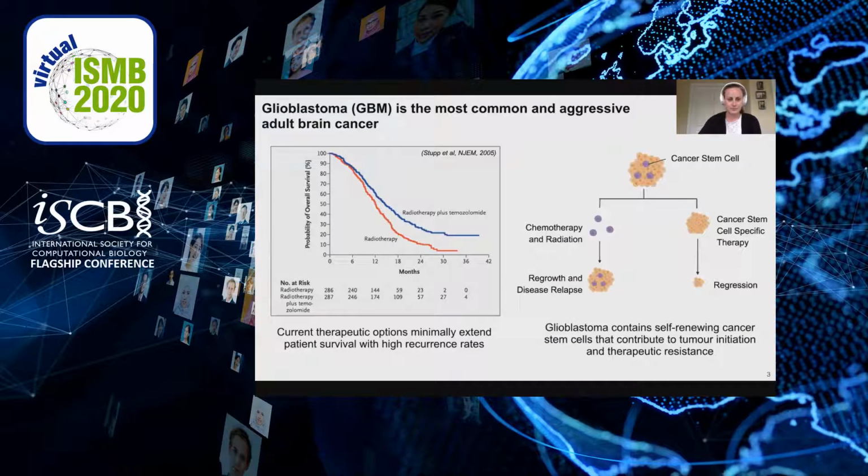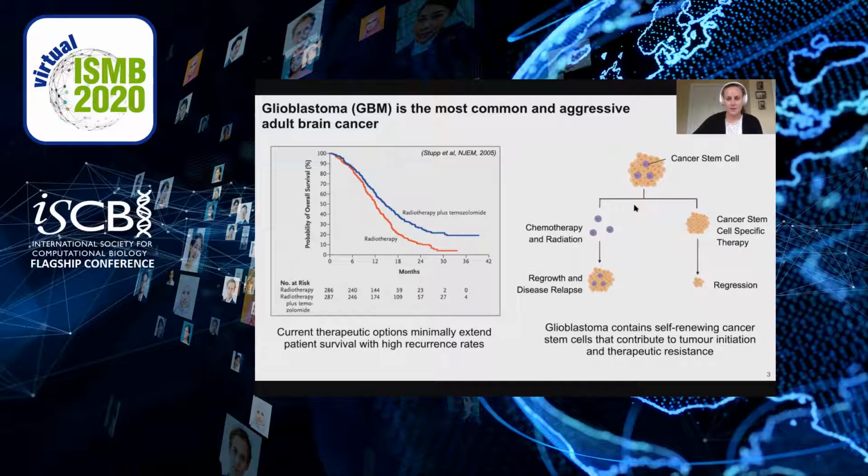glioblastoma. So glioblastoma is the most common and aggressive form of brain cancer in adults. Currently, therapeutic options minimally extend patient survival, and there's very high rates of recurrence. And this is partially due to the fact that glioblastoma is an extremely heterogeneous disease at the cellular, epigenetic, and genetic level. So this project focuses on tackling this issue of heterogeneity from the lens of a cancer stem cell.